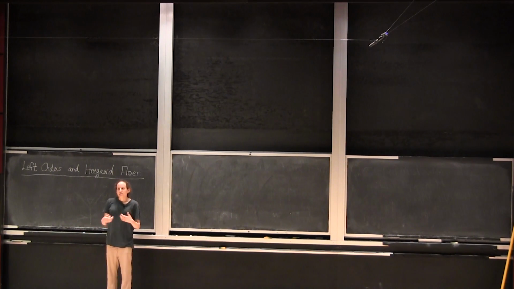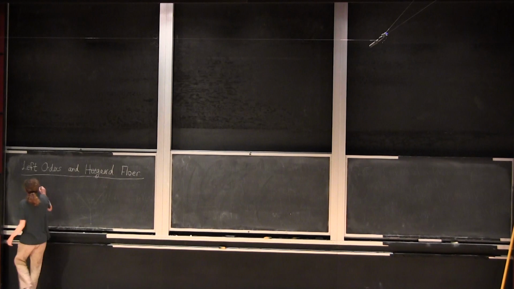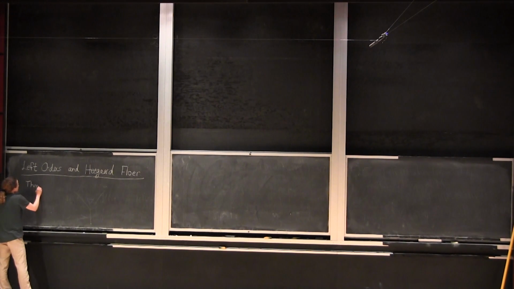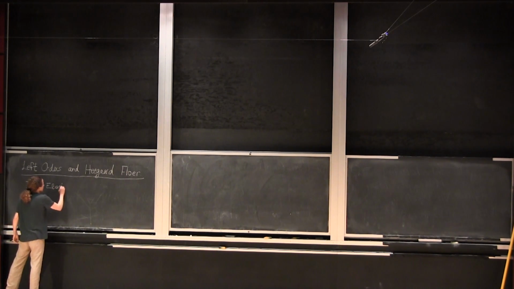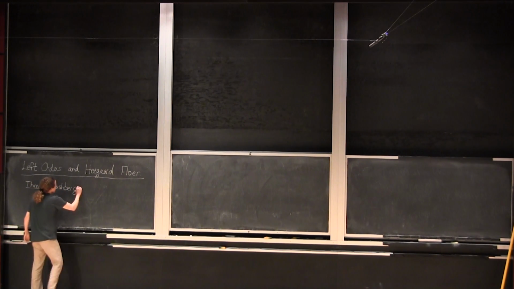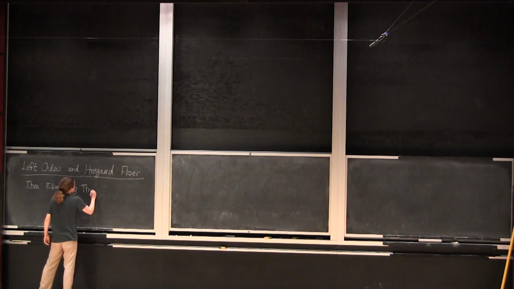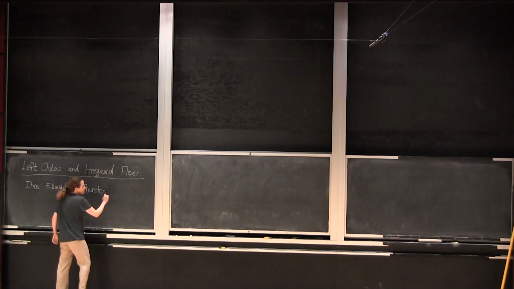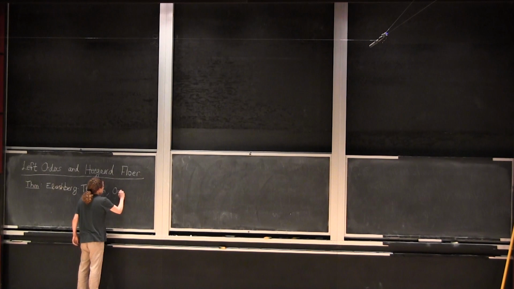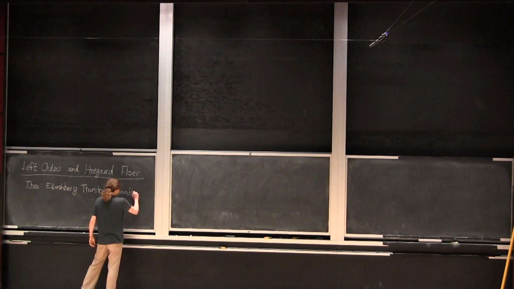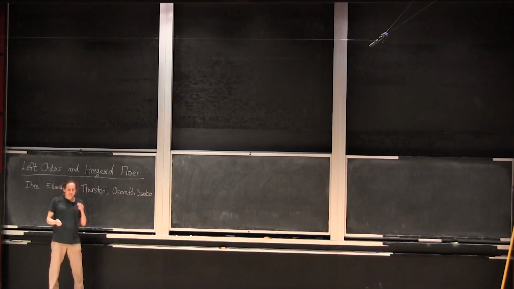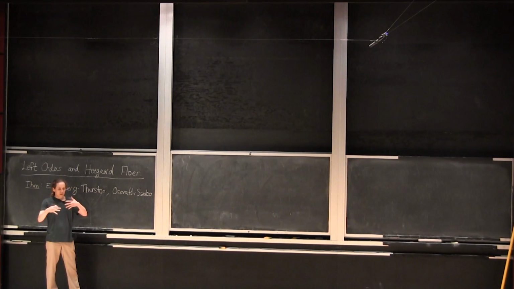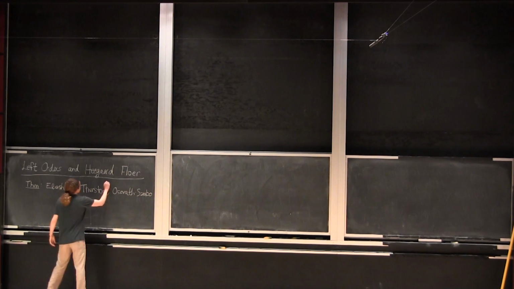So for example, there's the Eliashberg-Thurston theorem combined with work of Ozsváth and Szabó, and boosted by Kazez, Roberts, and Bowden to extend the result to the non-smooth case.